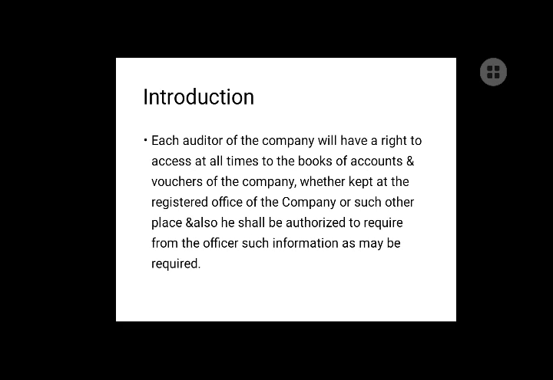Let us see the introduction. Each auditor of the company will have a right to access at all times the books of accounts and vouchers of the company, whether kept at the registered office of the company or such other place, and he shall be authorized to require from the officers such information as may be required. So this is the right of the auditor: he can access at all times the books of accounts that may be kept in the head office or in the branch. He may access all vouchers of the company, kept at the registered office or any other such place. Also, he is authorized to require information from the officers, which is required for completion of his work or performance of his duty.